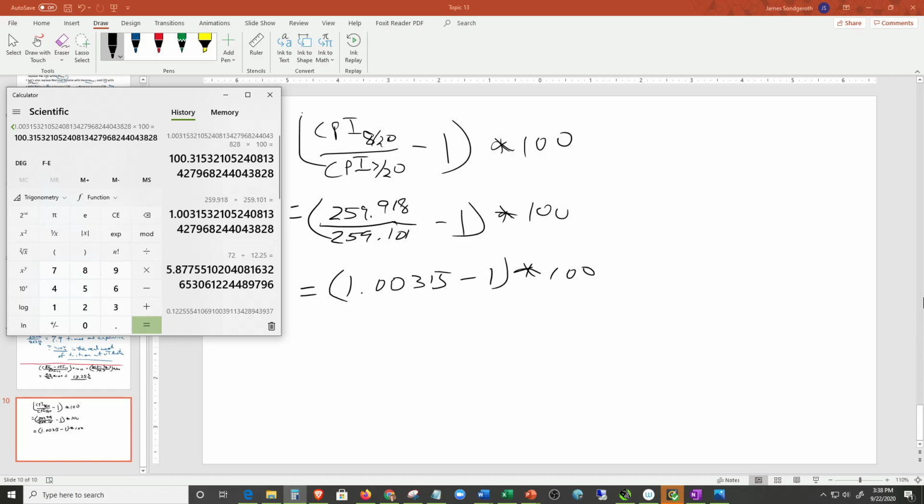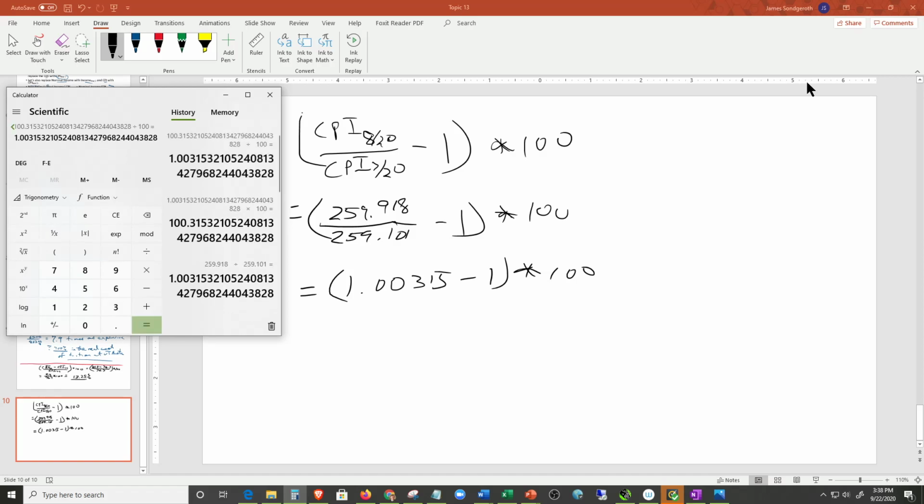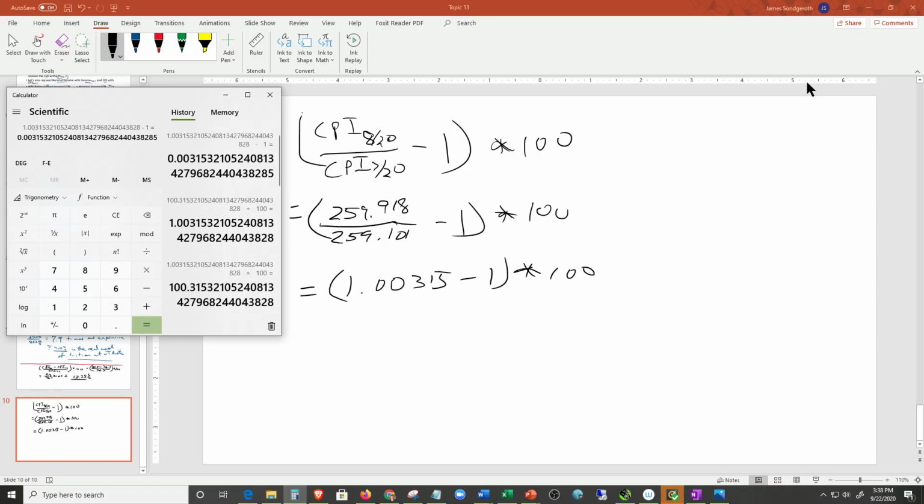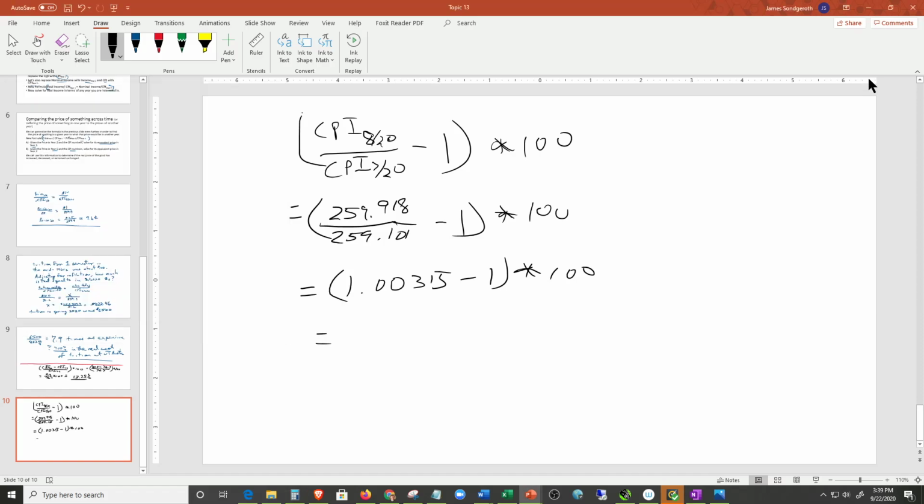Oh, I forgot. Let's divide by 100, and we'll get back to our old answer, and let's subtract 1 from it. There we go. And now multiply that by 100, and you get the answer as being 0.32% inflation over a month.